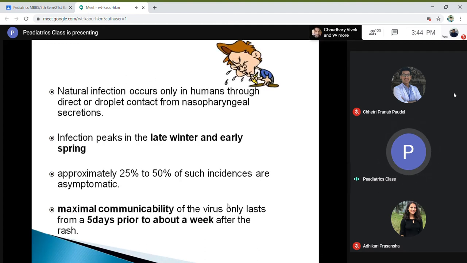So how does one get infected? This natural infection occurs only in humans, through direct droplet and contact with nasopharyngeal secretions, if you sneeze, as you can see in pictures. This is roughly the picture, and it is usually in late winter and early spring, most of the time. Approximately 25 to 50% of such infections are asymptomatic, like this coronavirus, where we have the infection present but asymptomatic. The patient doesn't suffer much, but there is potential for epidemics, so it is dangerous.